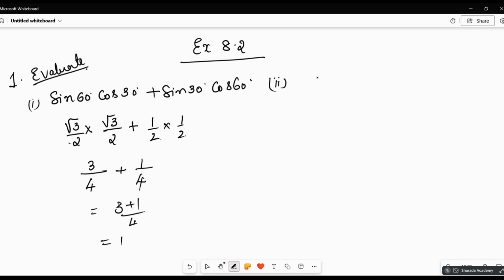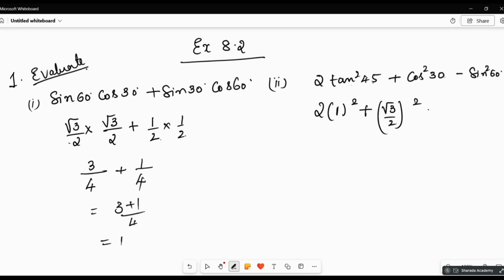You people try the second one now. 2 tan square 45 degree plus cos square 30 degree minus sine square 60 degree. Try this. Second one, so 2 into tan 45 is 1 square, plus cos 30 is root 3 by 2 whole square, minus sine 60 is root 3 by 2 whole square. So these two I can cancel, I'll get it as 2.